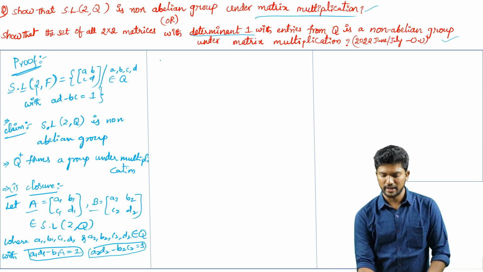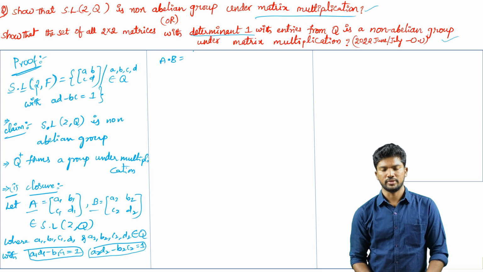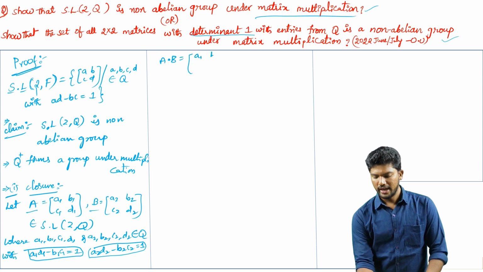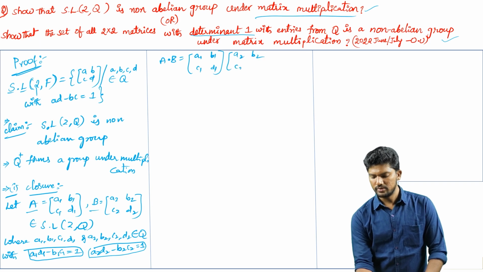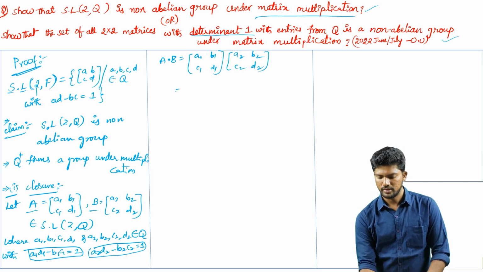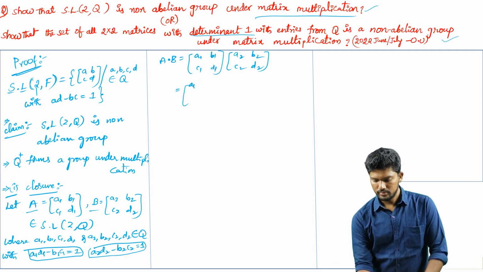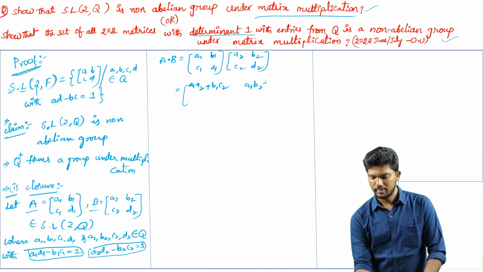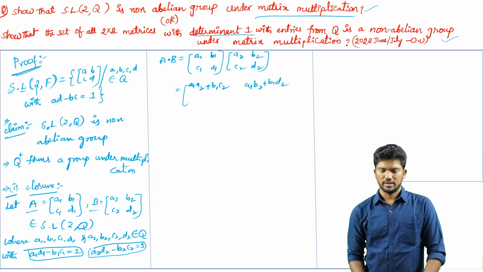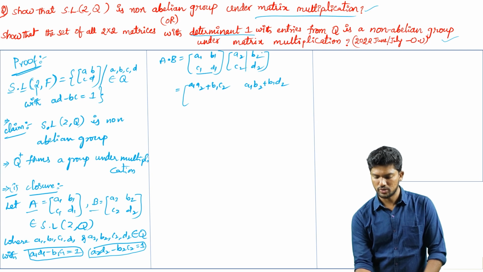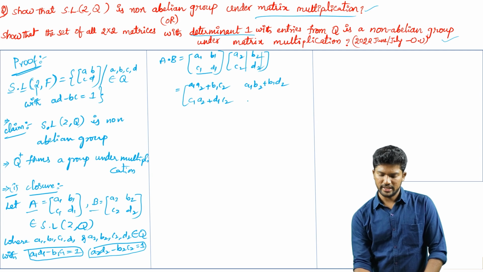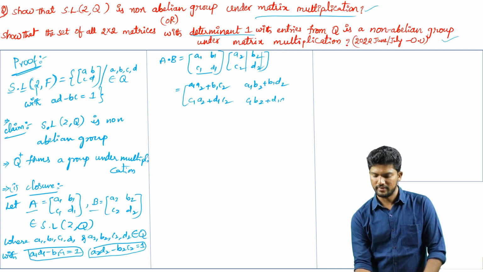So therefore take their multiplication. A into B is equal to A1 B1 C1 D1 times A2 B2 C2 D2. If you multiply them, you know very well 2 by 2 matrix multiplication: A1 A2 plus B1 C2, A1 B2 plus B1 D2. Next for this row, these two columns, so C1 A2 plus D1 C2. Next C1 B2 plus D1 D2.